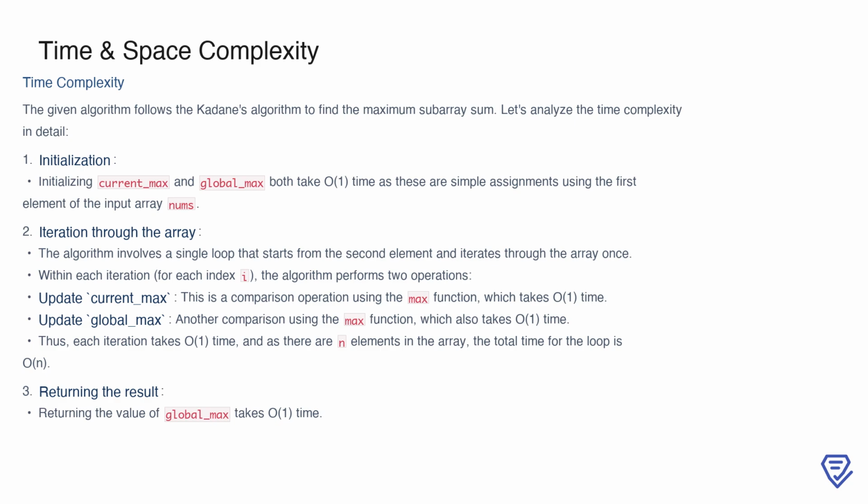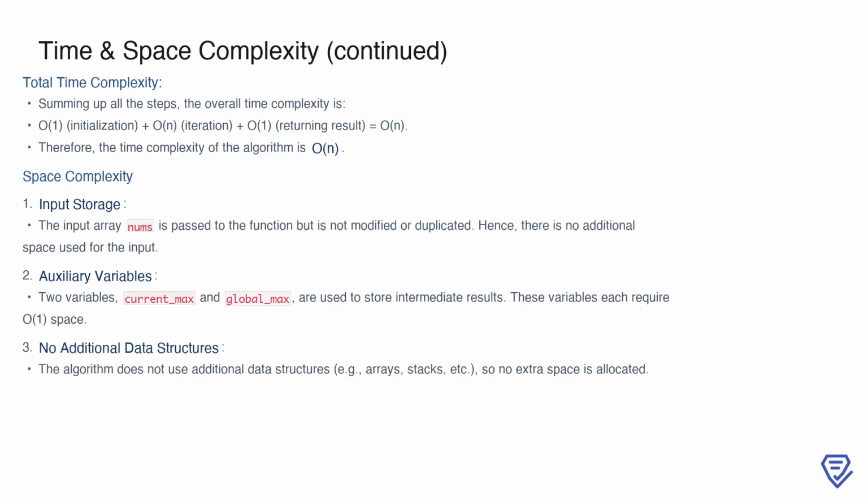Adding these steps together, the time complexity of the algorithm can be calculated step by step. Summing up the initialization, iteration, and return steps, we get O(1) for initialization, O(n) for iterating through the array, and O(1) for returning the result. This gives us a total time complexity of O(n), as the O(n) term dominates.